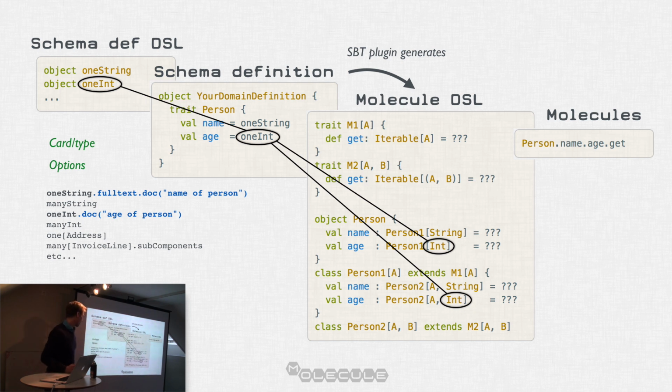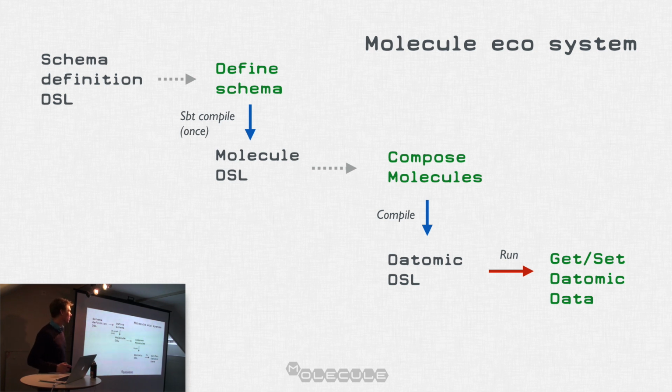Yeah, and then you have some different options. So you can decide that it has this full check, so that it's a component with these recursive retractions and stuff. So it's a very easy way to define it. So basically, the whole ecosystem of Molecule is that you have a schema definition DSL that makes it possible for you to define your schema. And then SBT compiles it once when you compile your project to some Molecule DSL or boilerplate code. That makes it possible for you to write molecules that then get compiled to Datomic DSL, like queries, and then you run those. So this is the ecosystem.